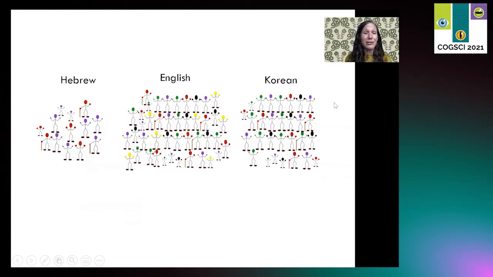So when we talk about languages, whether it's English, Korean, or Hebrew, languages are basically communication systems that are used by communities. And these communities can differ from each other on different properties, such as how big they are, how diverse they are, how interconnected they are.